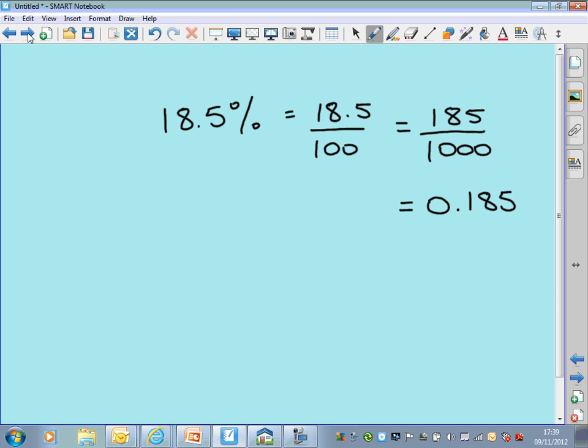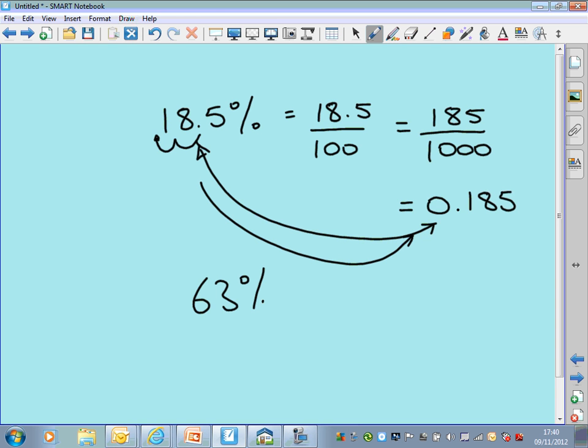How can we write 18.5% as a decimal directly? Well, if you look at this, what do you do to a percentage to make a decimal? It looks like the decimal point moves 2 spaces to the left each time. In other words, you can divide a percentage by 100 to produce its decimal equivalent. 18.5 divided by 100 gives us 0.185.